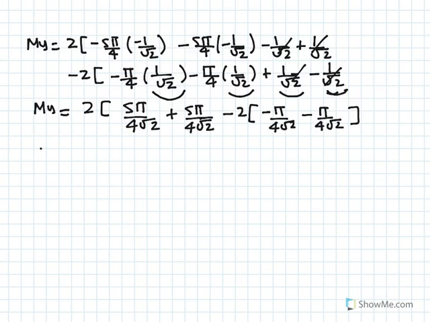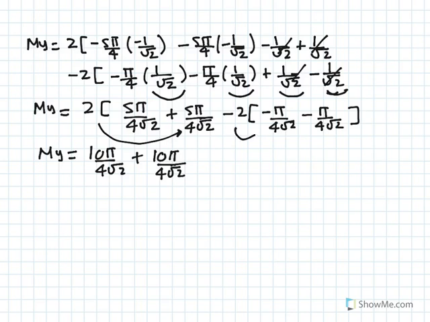Looking at this very carefully, we get moment with respect to the y-axis is equal to 2 times 5, that's going to be 10 pi over 4 root 2, plus 2 times another 5 pi over 4 root 2, that's going to be 10 pi over 4 root 2. Distributing the minus 2 times minus pi, that's going to be plus 2 pi over 4 root 2. And it's a common mistake not to distribute this negative sign on the second term. So minus 2 times minus pi, that's plus 2 pi over 4 root 2.